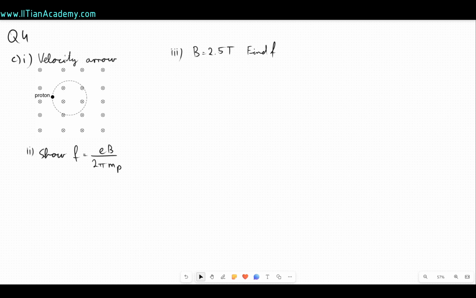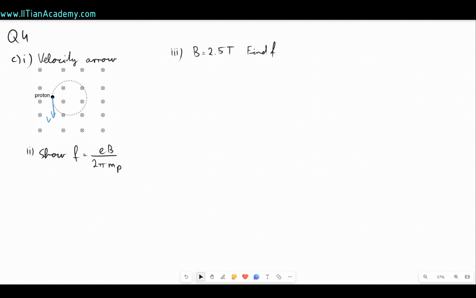So in part C1, we're given this proton moving in a circular path, and we're told that the magnetic flux is directed into the page. We need to draw a direction for the velocity of the proton. For this, we can simply use the right-hand rule, and we will see that if the proton is traveling down, then if we point our thumb in the direction of the velocity and the rest of our four fingers into the page, then our palm will be facing towards the center of the circle, as we need a centripetal force pointing towards the center of the circle. So this will have to be the velocity vector.